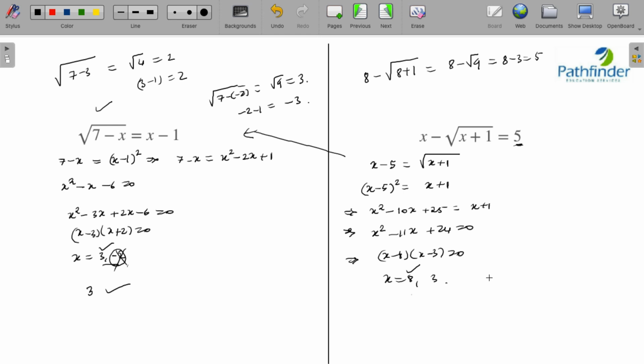How about 3? If you put 3 here, you will get 3 minus under root of 3 plus 1, which is 3 minus under root of 4, which is 3 minus 2, and you get 1, which is not equal to LHS. So you will ignore the value of x calculated as 3.